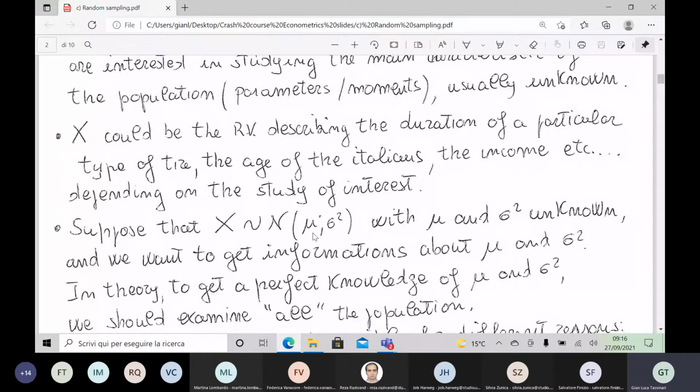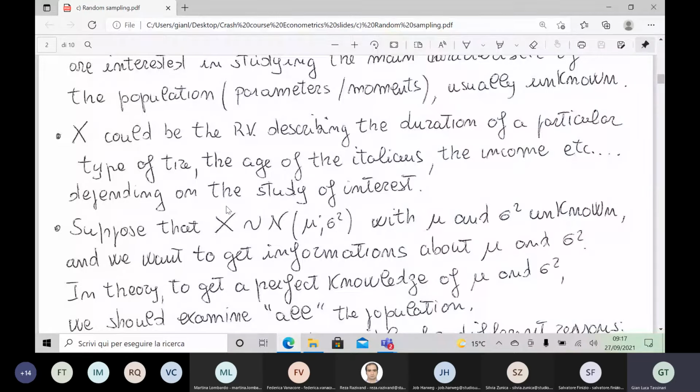As I explained many times, in the great majority of experiments, you cannot work using the complete population, but you have to select a sample. Since you select a sample, you can't get a perfect knowledge of mu and of sigma square. So for this reason, in statistical study, typically we want to get information about the unknown parameters characterizing the distribution of the population. The population can be represented through a random variable.